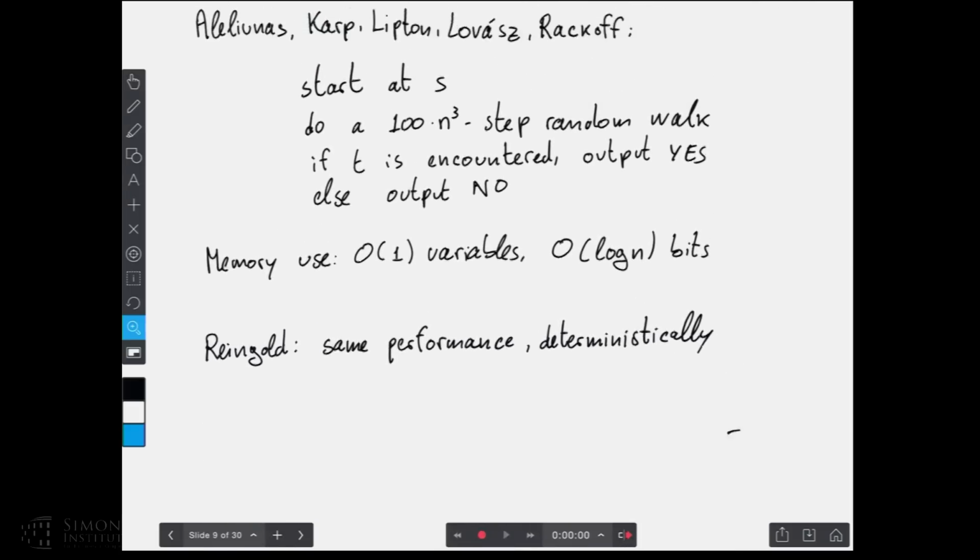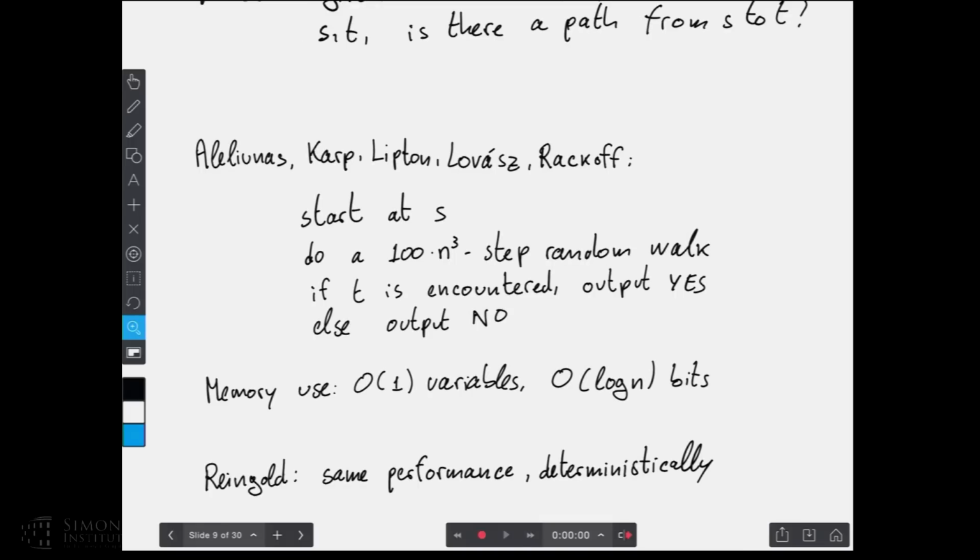It was open for about 30 years whether we could match this performance without using randomness. And Omer Reingold, about 10 years ago, proved that you can solve this problem in polynomial time and order of log n bits of memory. And his algorithm could be seen as constructing polynomially many walks in the graph, such that if s and t are in the same connected component, one of those walks will get there. In contrast, the number of walks that are generated with non-zero probability in this algorithm is exponentially many in n.